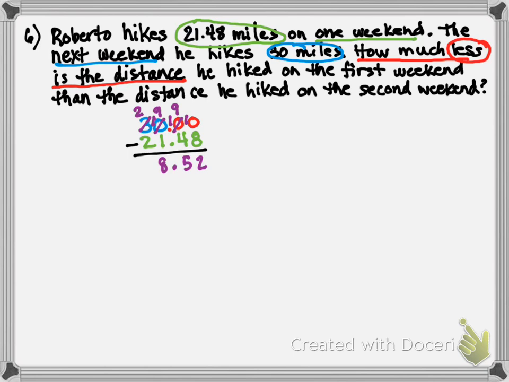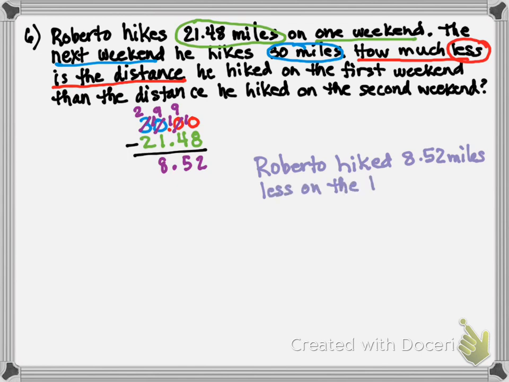So what we can say is Roberto hiked. Now I'm going to use the same language they used in the question. Hiked 8.52 miles less on the first weekend than on the second weekend. I think that's a little bit more to the point.